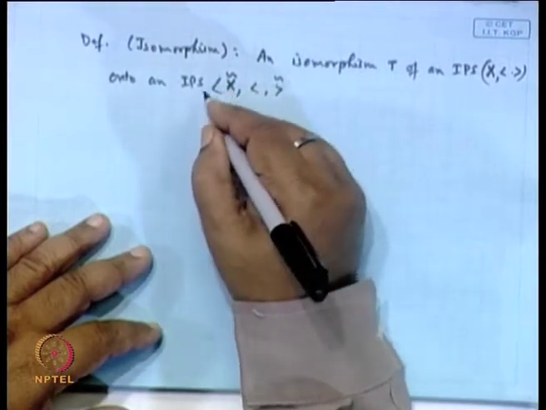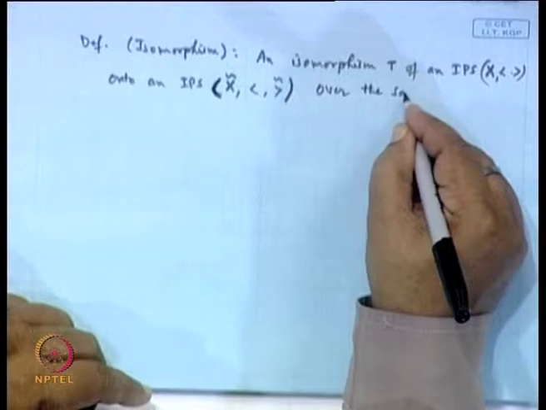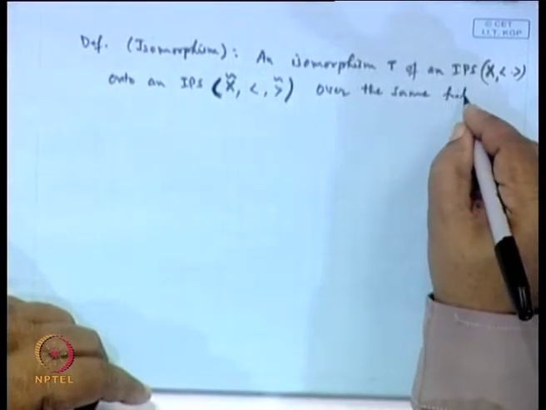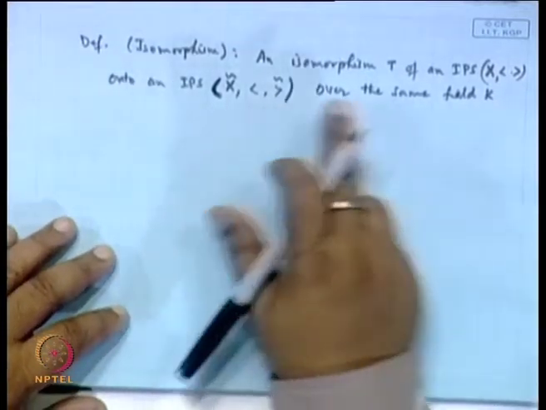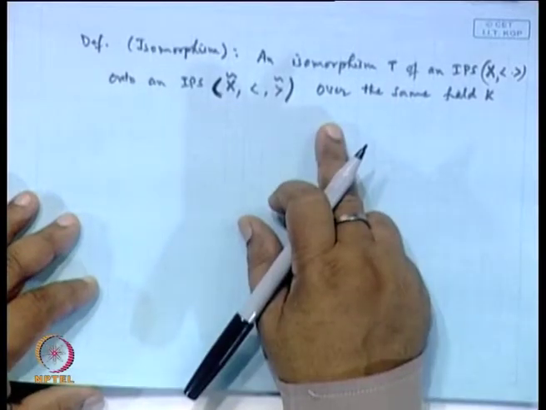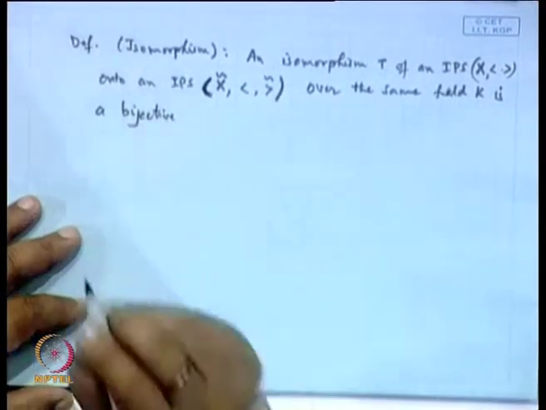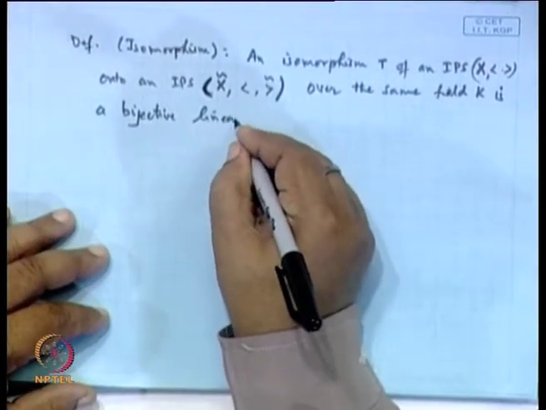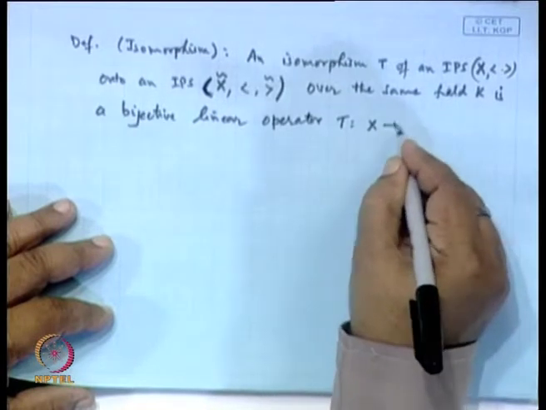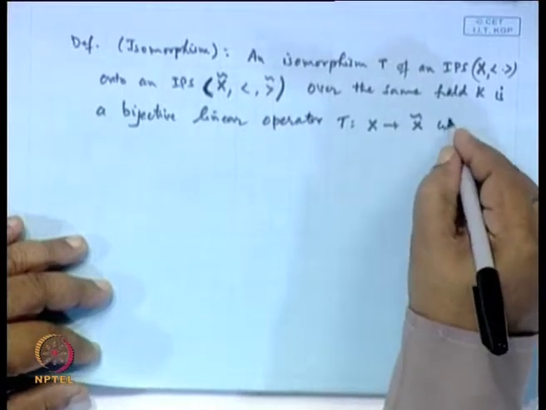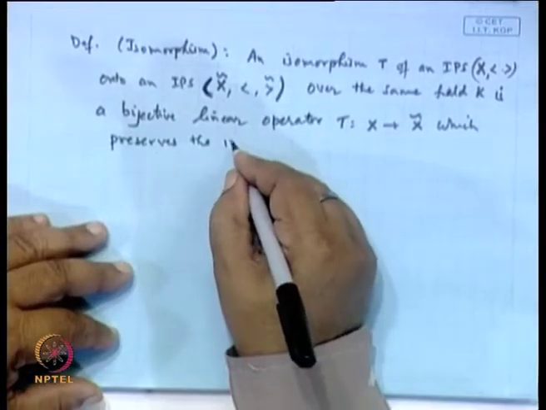This is our one inner product, this is another, over the same field of scalars, the same field K. So, an isomorphism T of an inner product space X onto inner product space X delta over the same field K is a bijective linear operator T from X to X delta, which preserves the corresponding inner products.